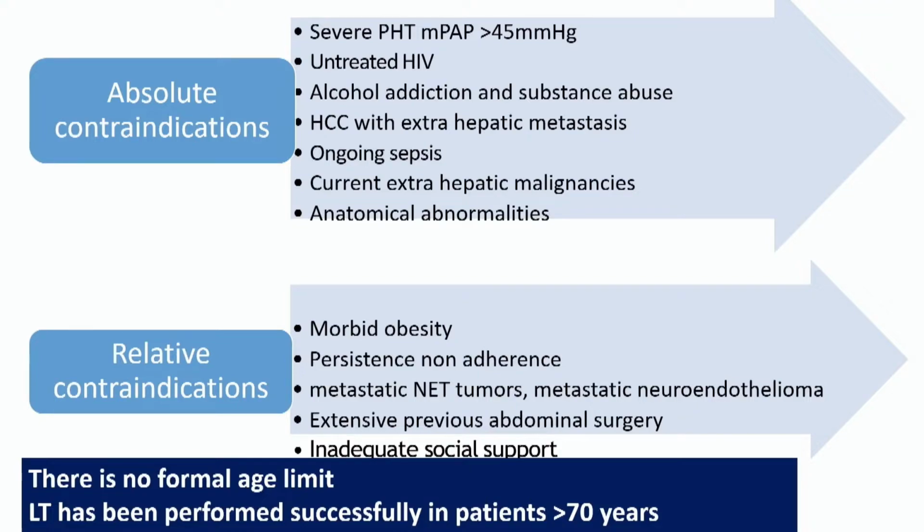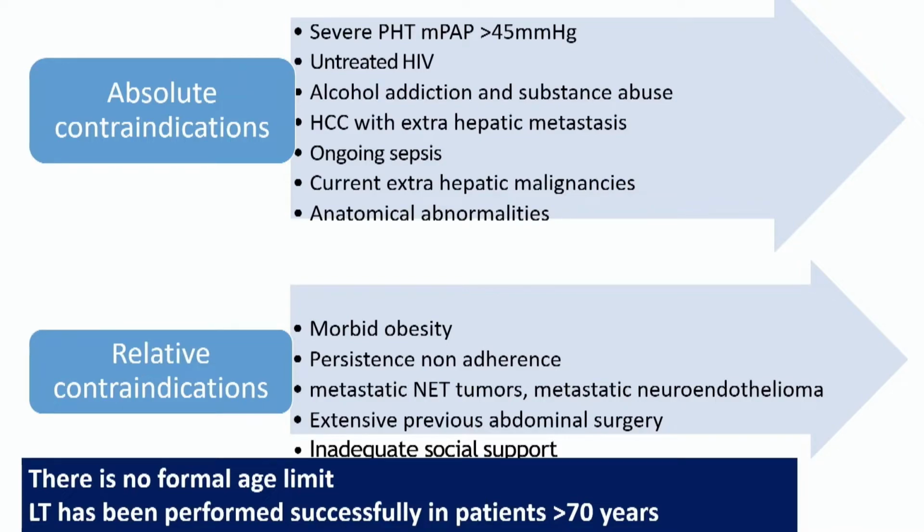Severe pulmonary hypertension with a mean pulmonary artery pressure of more than 45 is a contraindication. Untreated HIV; if the patient has treated HIV with a good immunological response, those can be considered. Alcohol addiction, hepatocellular carcinoma with extrahepatic metastasis, ongoing sepsis, extrahepatic malignancies and anatomical abnormalities.